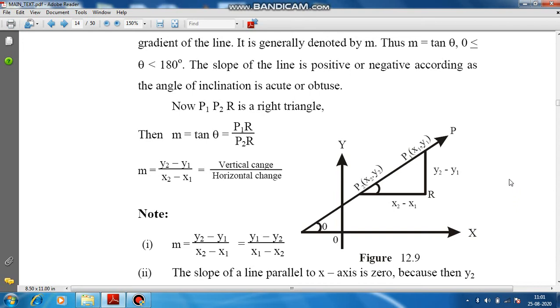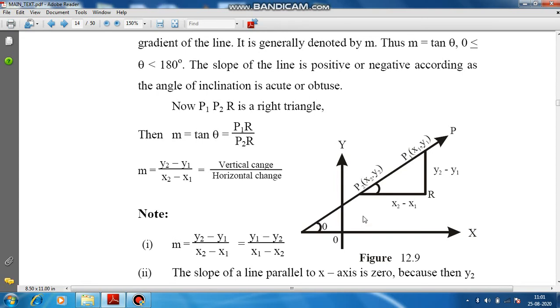Now the question is, we will not always get the angle, rather we will get points on a line. Then how to find the slope? That is, my question is, what is the slope of a line joining two points (x1, y1) and (x2, y2)? And this is the formula obtained here, a very simple formula. It is either (y2 minus y1) by (x2 minus x1) or (y1 minus y2) by (x1 minus x2), and slope is denoted as m.